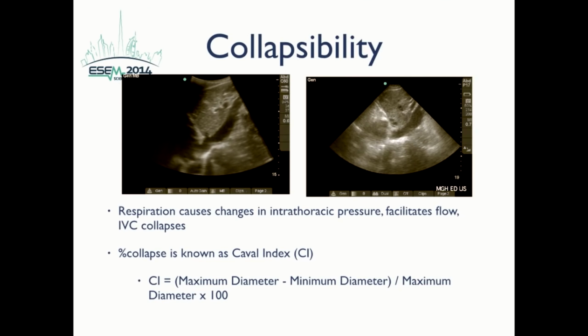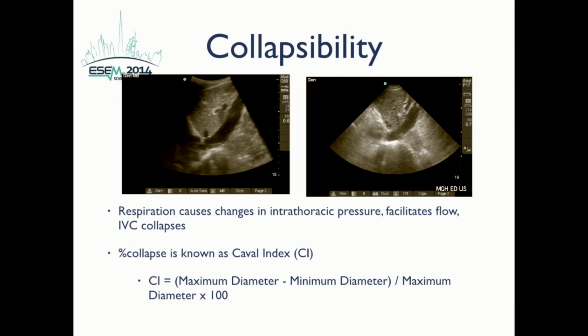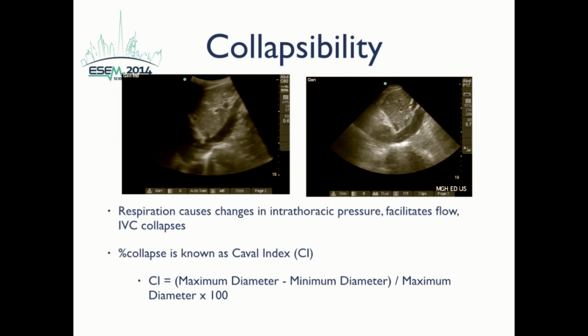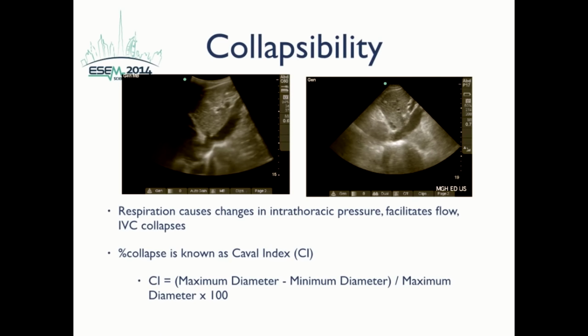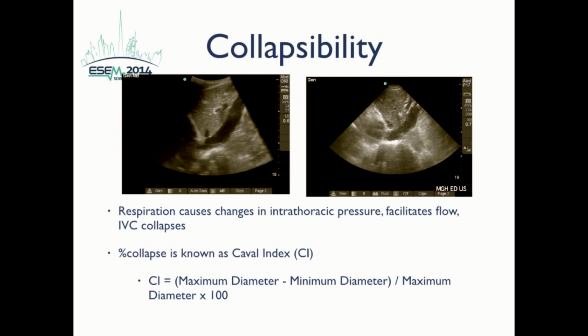Another important concept, apart from the absolute diameter of the IVC, is measuring the collapsibility of the IVC. In a state of low intravascular volume, the percentage of collapse is higher when compared to the state of intravascular volume overload.